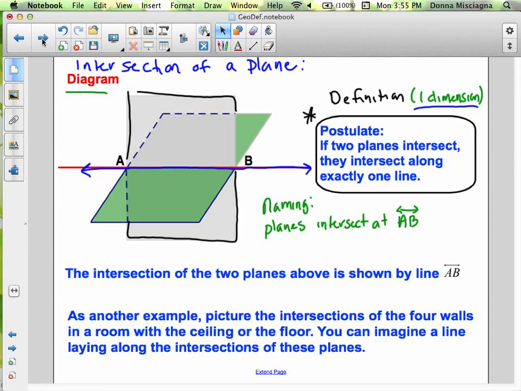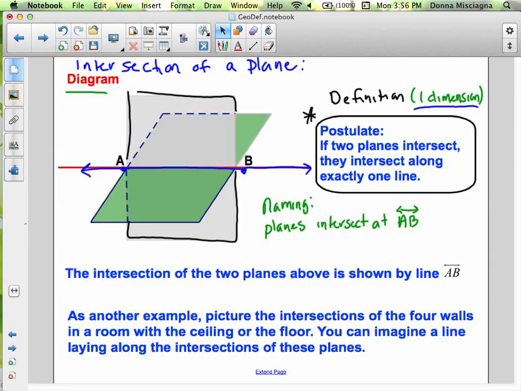For your diagram, do the best you can to draw what you see there. We have 2 planes intersecting, and then we're going to draw in that blue line. And that blue line is line AB. I don't know what happened to my little dots there. Let's make them nice and clear. Points A and B there. For naming, planes intersect at line AB. Right? So the intersection of the 2 planes shown above is shown by line AB.